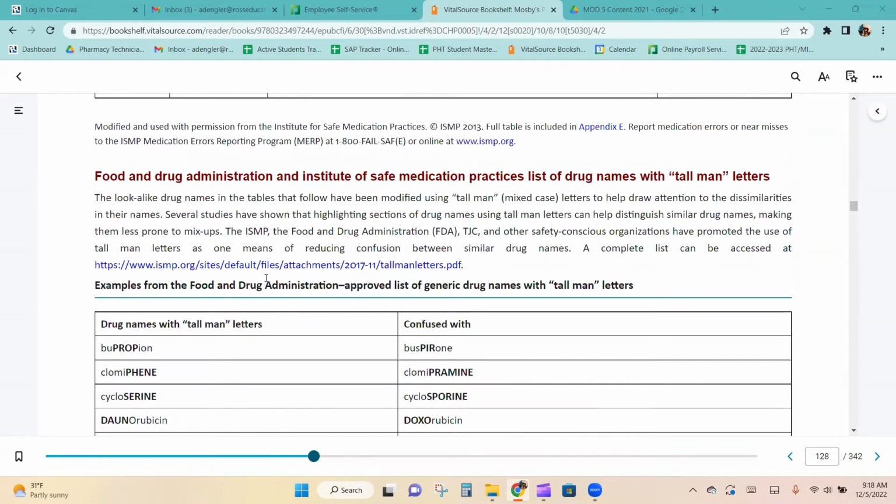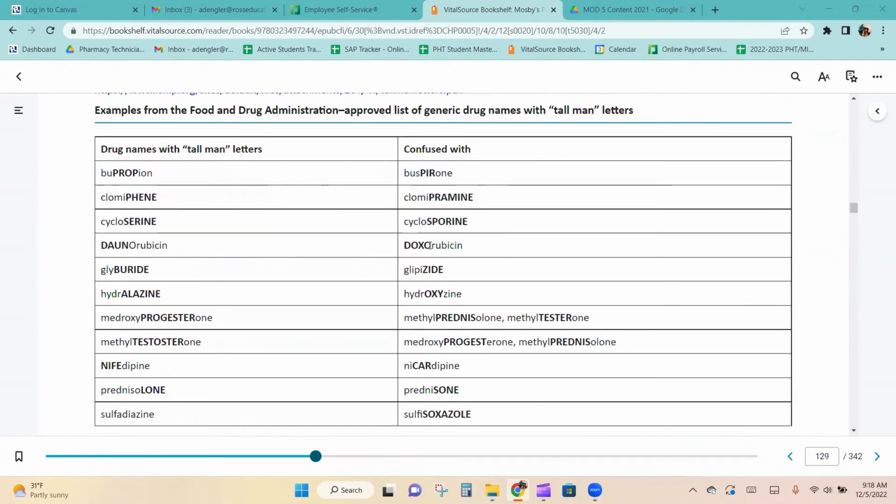Then we have the Food and Drug Administration and Institute for Safe Medication Practices list of drug names with tall man letters. So these are the drug names with tall man letters like bupropion, glyburide, hydralazine, and what they're confused with.